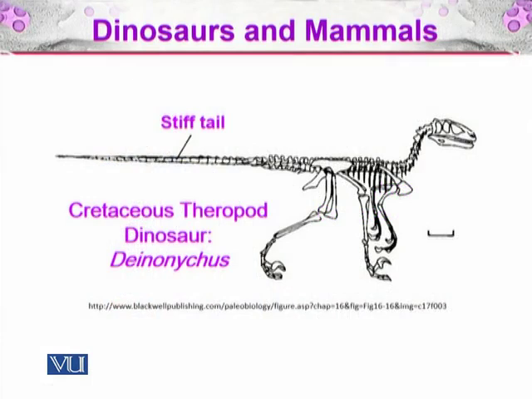We can see here the Cretaceous theropod, a type of dinosaur you might have seen in some movies as well. For example, it is shown in Jurassic Park. This is a carnivorous dinosaur which feeds on flesh, and it had a stiff bony tail. The name of this dinosaur was Deinonychus.